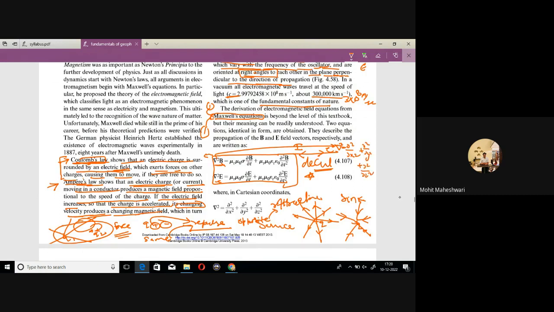That means these depend on x, y, z, which are the spatial components. So you can say that the left hand side of this equation is only the spatial variation, and the right hand side has the variation with respect to time. There is a term del by del t and another term del square by del t square, so there are two terms. This is very, very important.